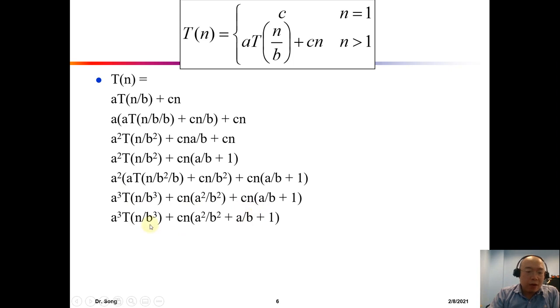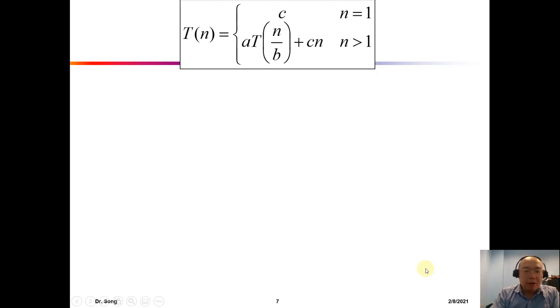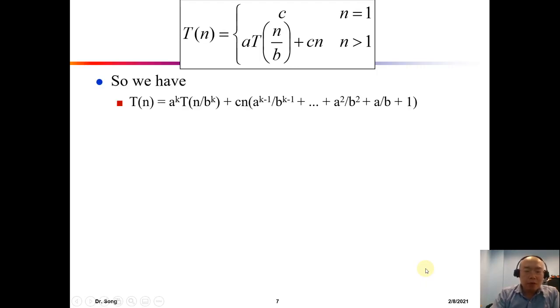Now how do we solve T(n/b cubed)? We substitute n using n/b cubed. And we can move on and on and on. Eventually, you see this pattern, which may not be that easy to see, so feel free to pause the video and do further reading. But this is the pattern we are able to get.